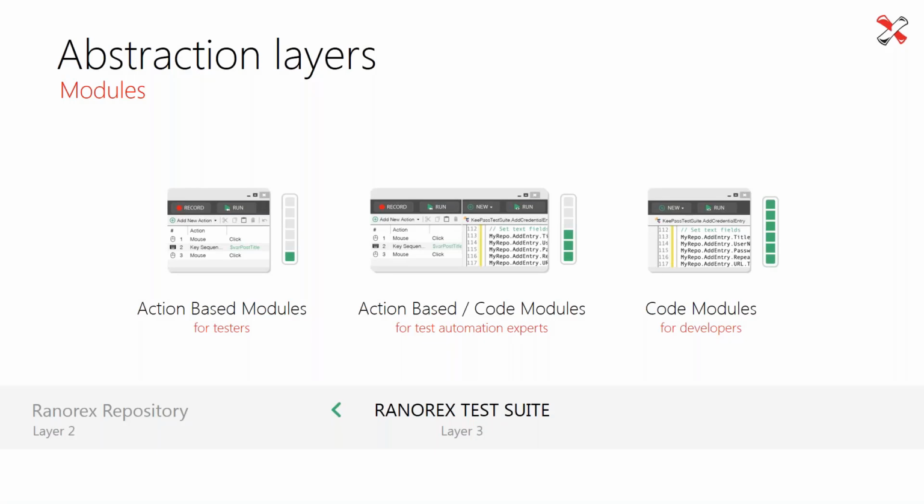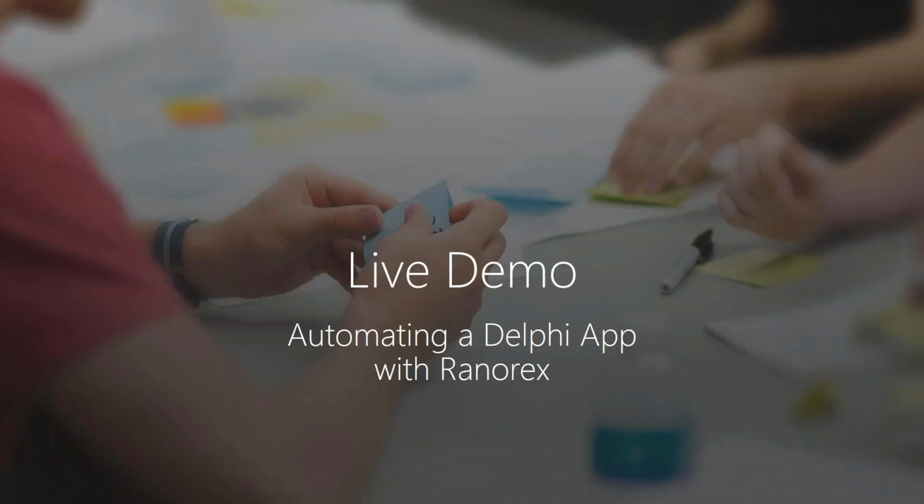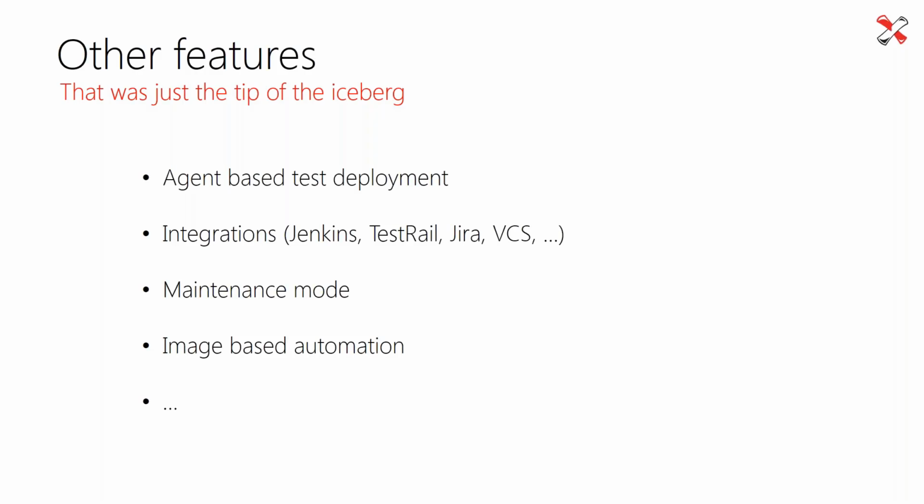Okay, that was it from my side for the live demonstration. Just would like to mention that these were only very few features that I showed you here during this demo. It was only the tip of the iceberg. We have also something like agent-based test deployment. You can integrate the tests that I showed you here into Jenkins, TestRail, Jira, or an individual version control system. We provide a maintenance mode to enhance the capabilities when a test goes wrong, to quickly fix it. We have image-based automation and much, much more.